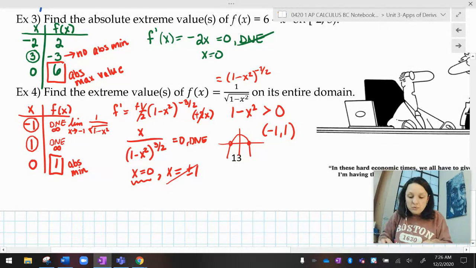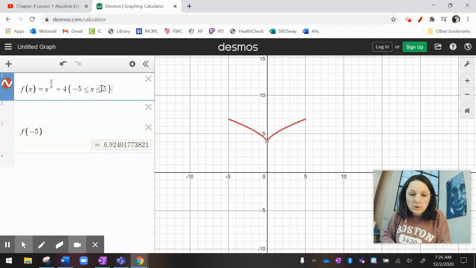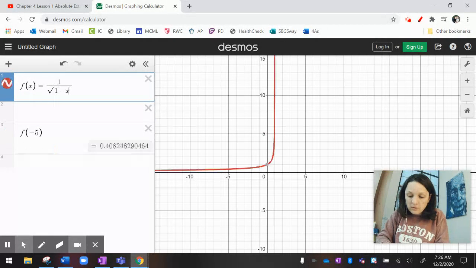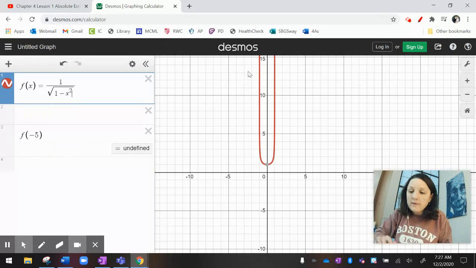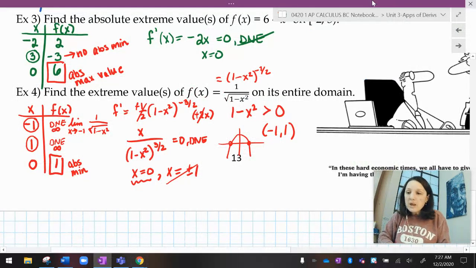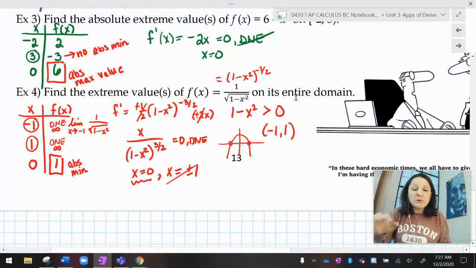Okay, and if you don't believe me, 1 over the square root of 1 minus x squared looks like that. So those are all my absolute extreme values. I just wanted to make sure I didn't miss an example there. And that's how you do it.